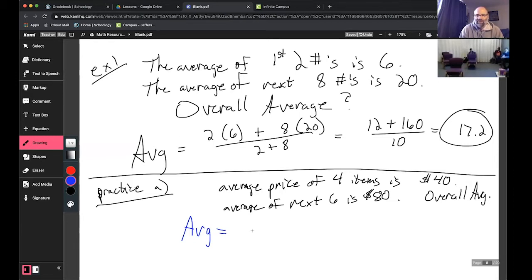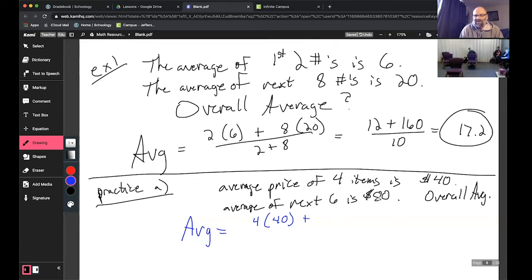Oh, okay. So we don't care about each item. We just care about the sum of the first four items. Well, if the average of the four items is 40, what's the sum? 4 times 40. Okay. And then the average of the next 6 is 80, but we don't care about those individual items. Do you have an answer, Austin? 64. Okay, let's see if you're right.